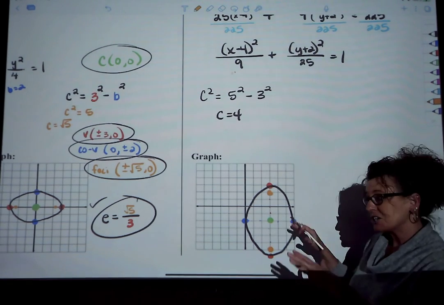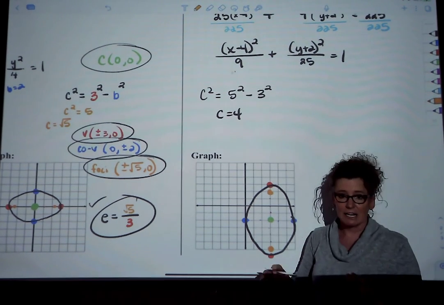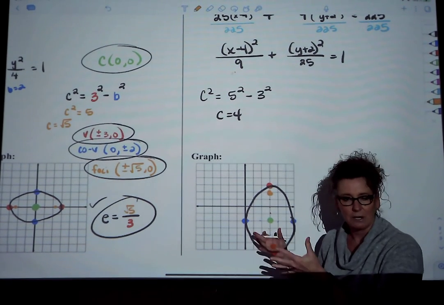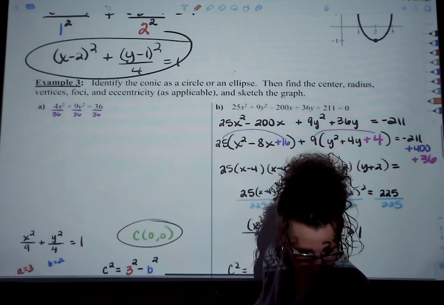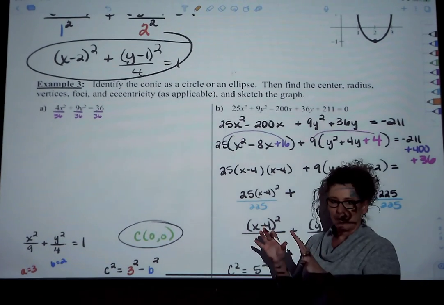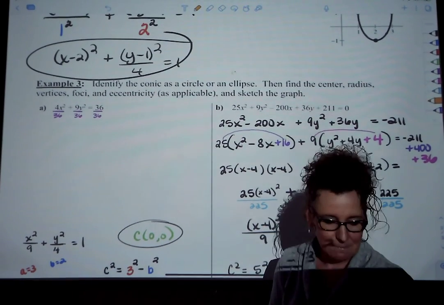I'm not going to finish it out because I've gone long enough, and I think that you all are smart enough to name points on coordinate planes. So I just wanted to make sure you could do the completing the square again. That was a tough one. All right? Good luck.